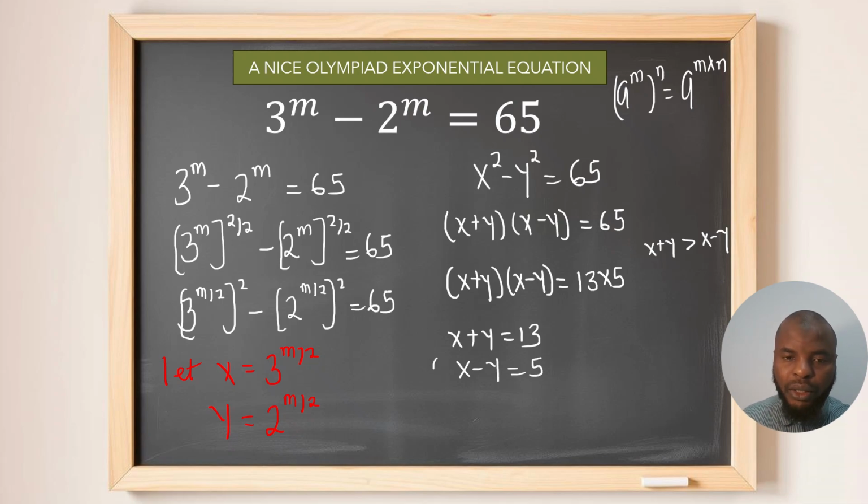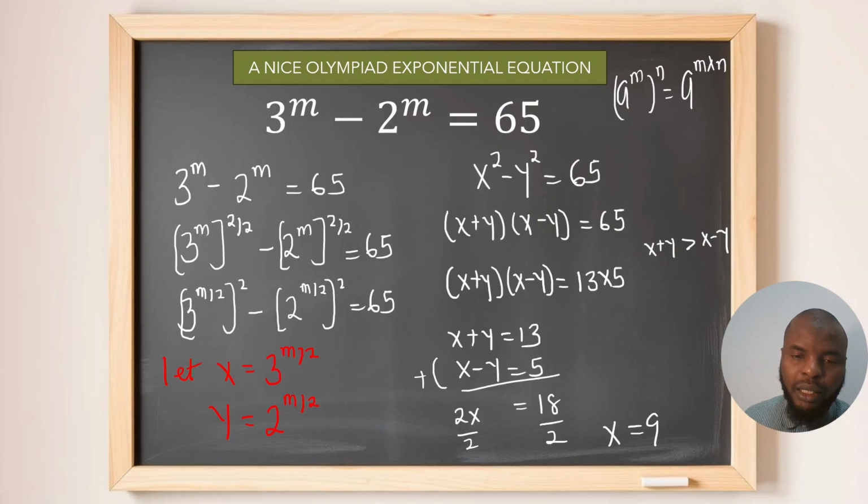Simultaneously, we can solve this by adding these two equations together. If you solve this by adding these two equations together, x plus x is going to give us 2x. The y is going to be eliminated, and 13 plus 5 is going to be 18. Dividing both sides by 2, I'm going to have my x to be 9.